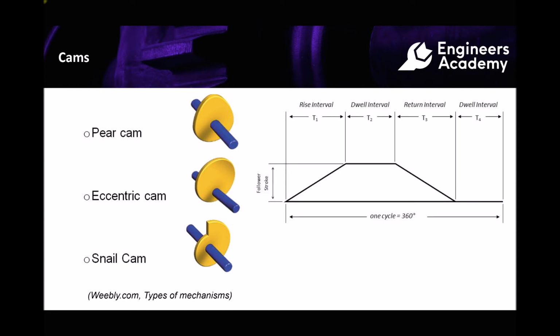If we focus specifically on our pear cam, then we have a number of different stages in our cycle. We have the rise interval, which is the time when the follower is being lifted. We have the dwell interval, so this is when the follower is being held in its upright position. We then have the return interval for closing the valve or lowering the follower. And then we have another dwell interval when the follower is in its bottom position. What we see here is the displacement for one full 360-degree cycle.